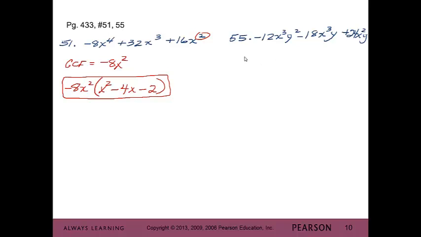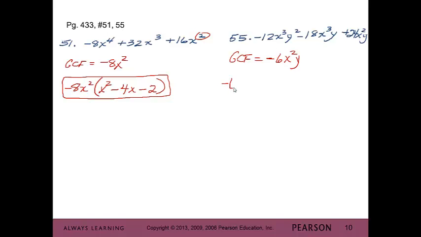Then number 55. Again, my first term is negative, therefore I'm going to factor out the negative. And then I'm going to look at 12, 18, and 24. The largest number that would divide all of them would be 6. And then let's start with the x's. I have an x to the 3rd, an x to the 3rd, and an x squared. So the smallest would be x squared. And then I have a y squared, a y, and a y. So I'm going to factor out a y.